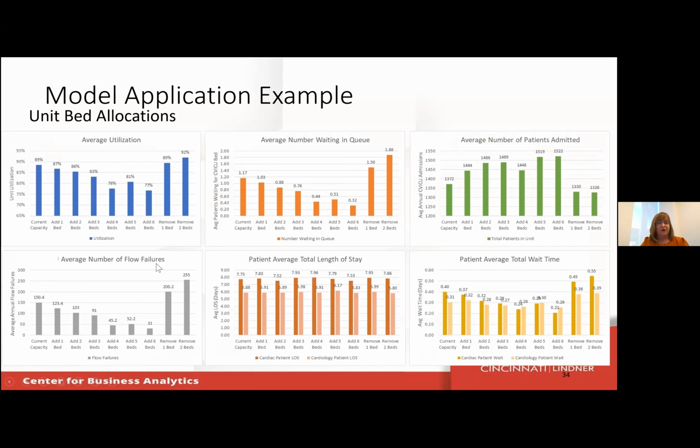Average number of flow failures: if I remove 2 beds, it's going to be at least 50% higher than it currently is. We need to be prepared for that if we need to do some renovations. So it really quantifies things for you.